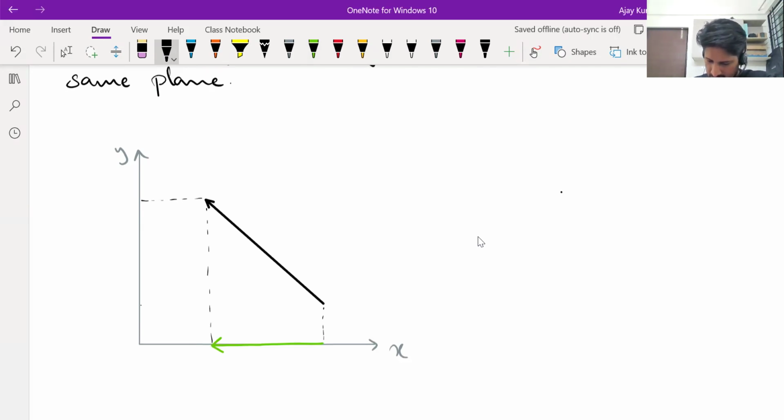In the second worksheet that I sent today, there are some questions based on these drawing components and all. You need to be very comfortable doing all this. So practice those questions.